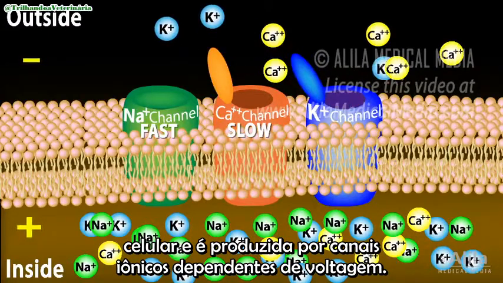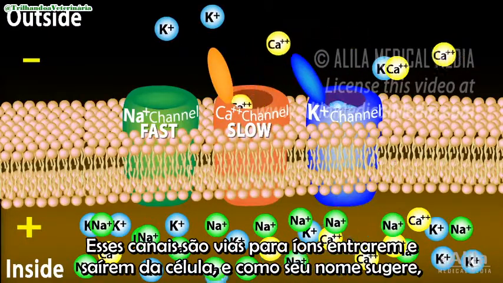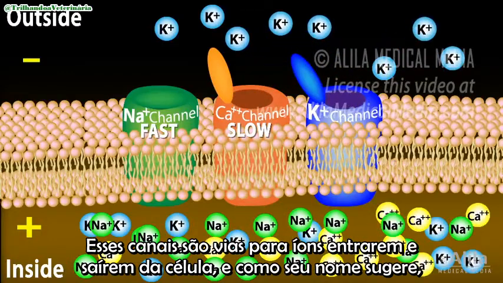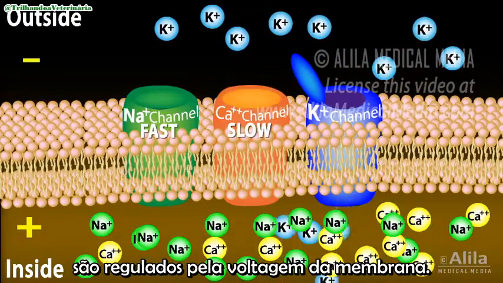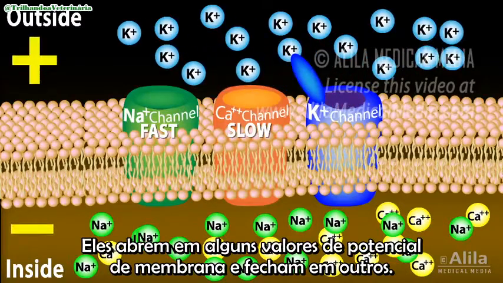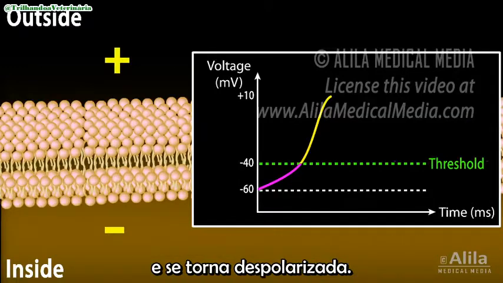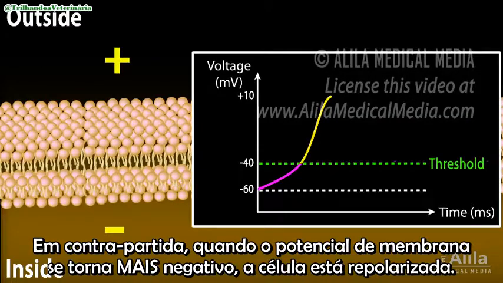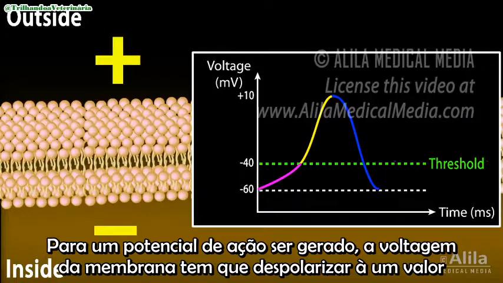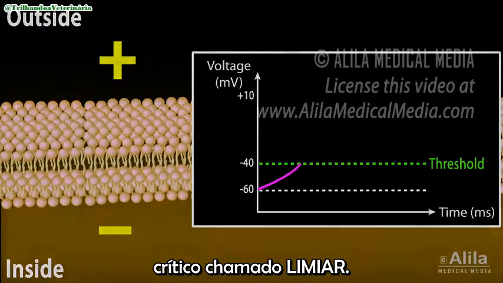ion channels. These channels are passageways for ions in and out of the cell, and as their names suggest, are regulated by membrane voltage. They open at some values of membrane potential and close at others. When membrane voltage increases and becomes less negative, the cell is less polarized and is said to be depolarized. Reversely, when membrane potential becomes more negative, the cell is repolarized. For an action potential to be generated, the membrane voltage must depolarize to a critical value called the threshold.